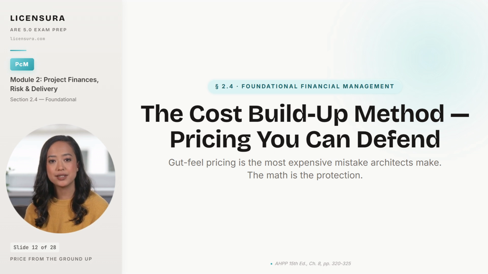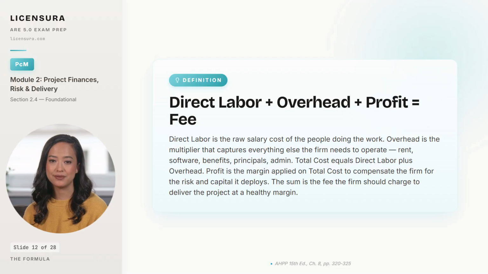Start with the formula. 3 layers stack on top of direct labor to produce the fee. Direct labor is the raw salary cost of the people doing the work, staff hourly rates multiplied by the hours you estimate they'll need. Overhead is everything else the firm requires to operate: rent, software, benefits, principal time, administrative staff, insurance, the entire indirect cost structure of running an architecture practice.